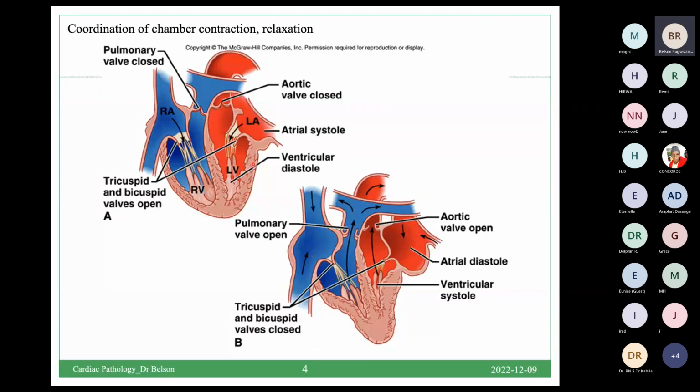So, as you know, let's start with B. Here you see that the ventricles are contracted. So the ventricles are pumping blood, and the blood will enter through the aortic valve, which is open here, and continue in the aorta. And for this to happen effectively, the mitral valve has to be closed.